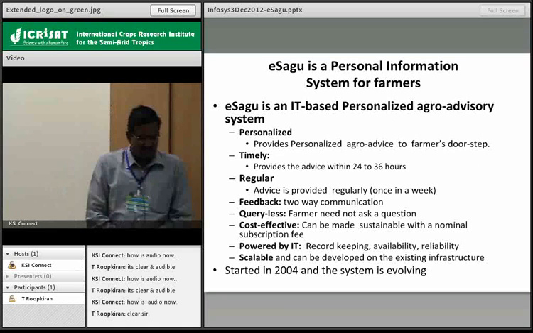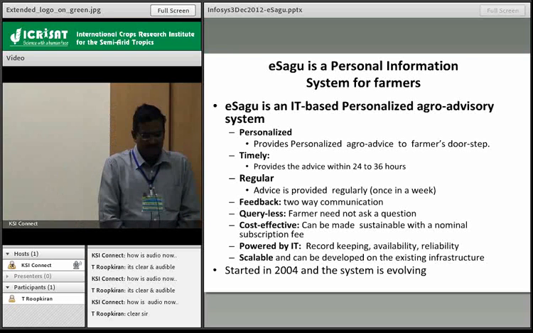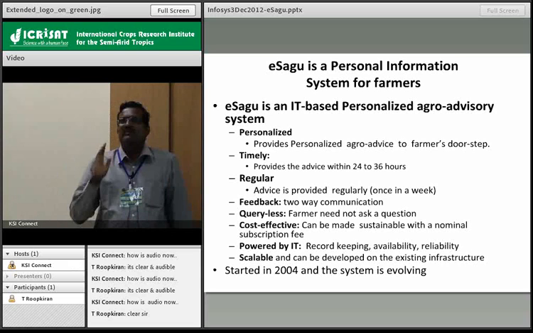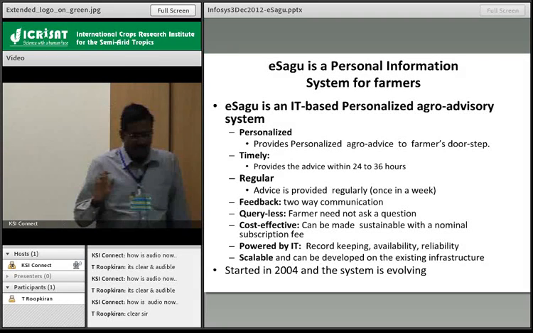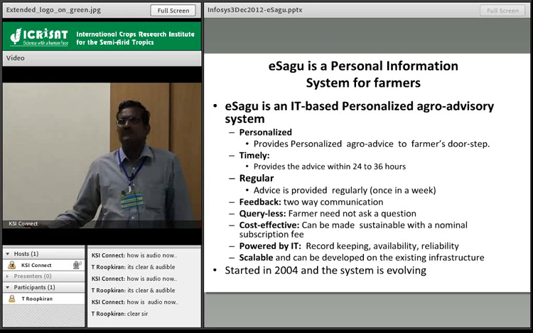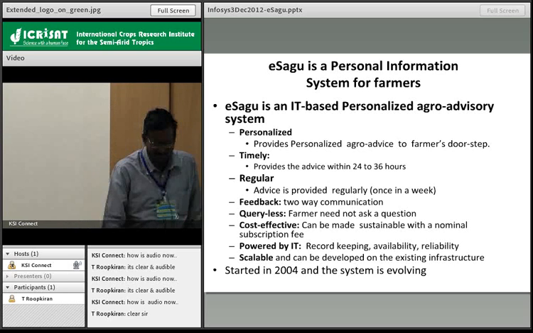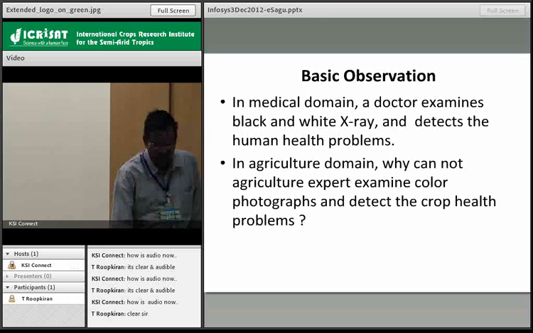We started in 2004. A system should be personalized and timely. Regular advice should be provided regularly, every 10 days. And feedback based. We should not expect a question from the farmer; still we have to serve the farmer. All of this should be cost effective and powered by IT. Since 2004 we started working.